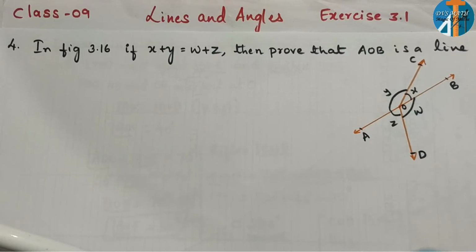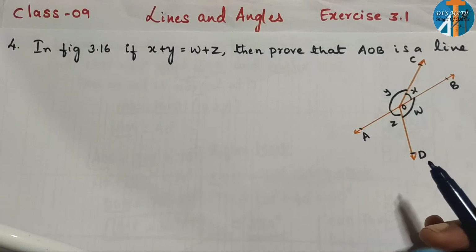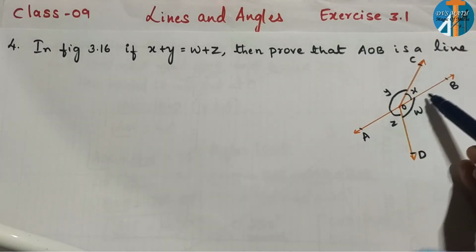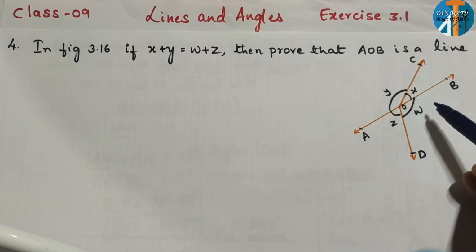If it is a straight line, yes, 180 degree, right? So anything we are saying is a straight angle or straight line, their angle must be equal to 180 degree. Now we have to prove that this AOB is equal to 180 degree. If AOB is 180 degree, then definitely it is a straight line.